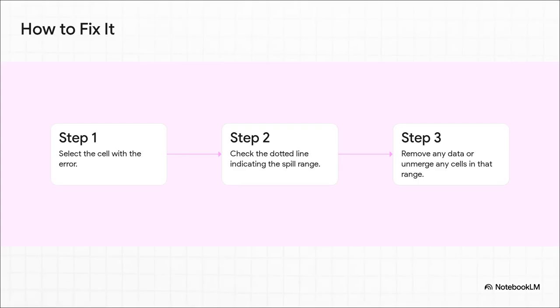And here is your action plan. It's 3 simple steps. First, just click on the cell that has the error. Excel will actually help you out by showing you a dotted blue line that outlines the entire spill range it needs. So you just look inside that box, see anything, any data, a merged cell, whatever is blocking the path, just delete it or unmerge it. The second you do, boom, your results will instantly spill into place. It really is that easy.